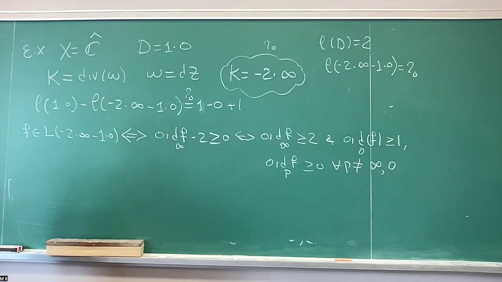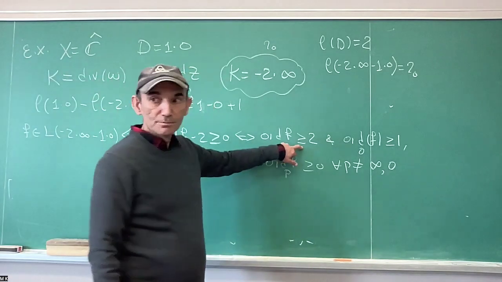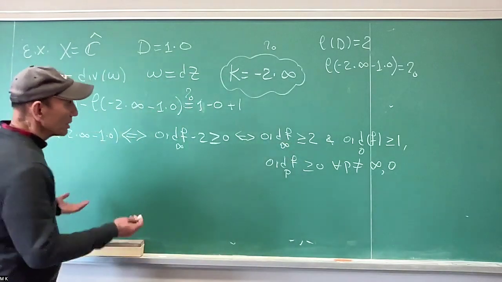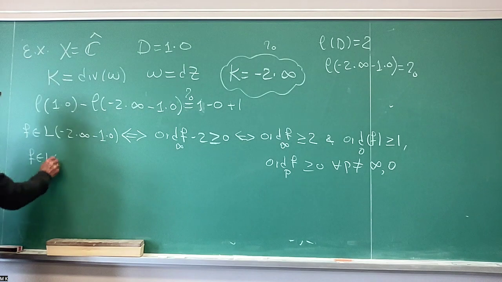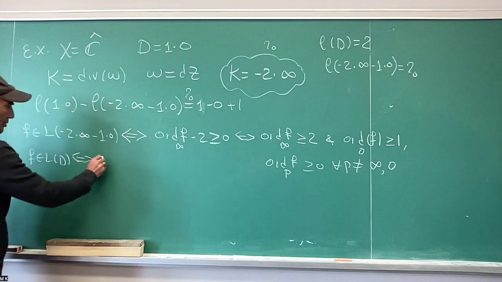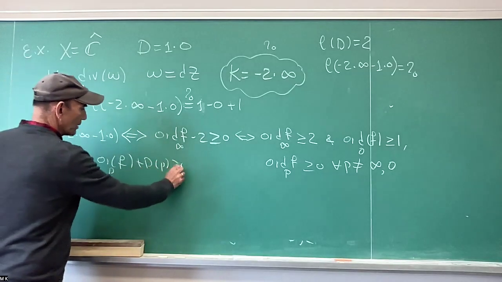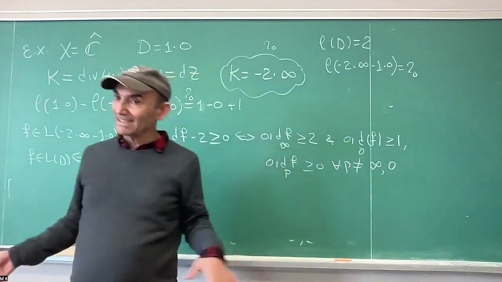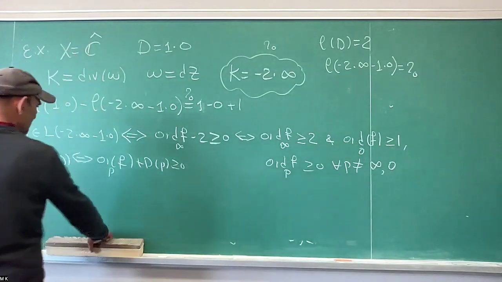So what are these now? What is this condition now? The order of f at infinity. What's that? The last condition. Why is this the case? Because the condition is that, in general, f belongs to L of d if and only if the order of f at p plus d at p is bigger than or equal to 0. Now, if p is not one of these two points, infinity or 0, the d term at that point is 0. So it gives us the 0 condition. Okay, so this is explicit.